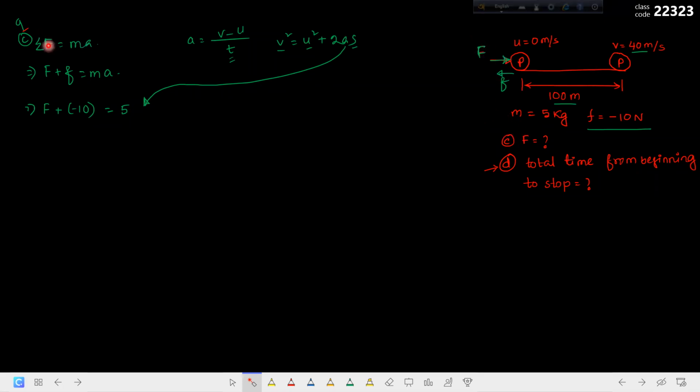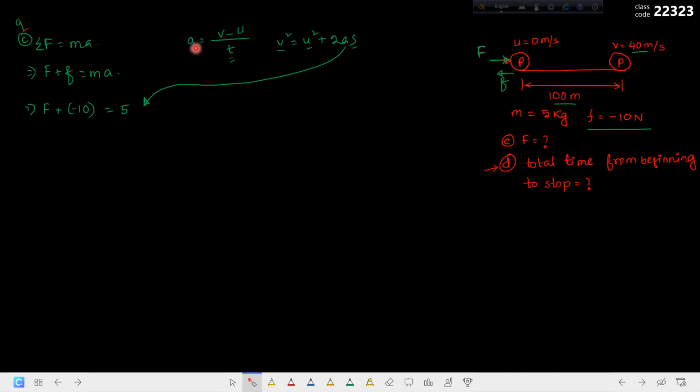Now we know that F is equal to ma. Whenever only one force is acting, then F equals ma. But whenever more than one force is acting, then it will be the summation of forces. That means the summation of all the forces will be equal to ma. Now the capital F we have to find out, so we do not know the value of it, but the small f, the force of friction that is acting on the body, is minus 10. So we will put the value, and then we know the mass m, but we do not know the acceleration. So we have to calculate the acceleration, and then we will put it.